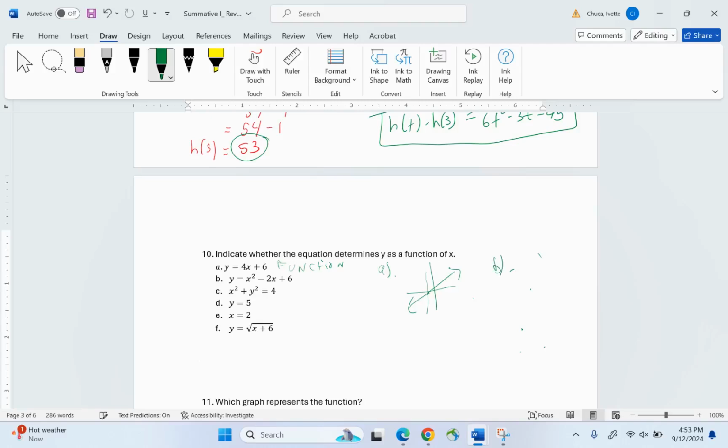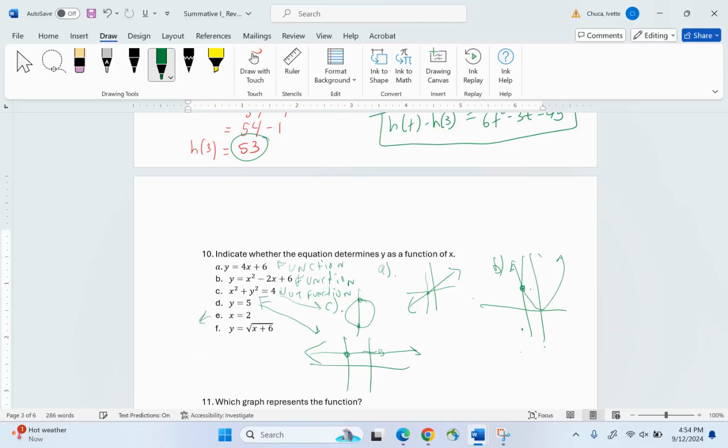Okay, letter B. If we graph it, we know that since the highest power of x is a 2, that's going to be a parabola. And so that's going to pass the vertical line test. So this will also be a function. Letter C, since the x is squared and the y is squared, that means that this is going to be a circle, which means that it's going to fail the vertical line test. So that's not a function. And then y equals 5, if we were to graph that, that's going to be a horizontal line that passes through y equals 5. So this is going to pass the vertical line test. So that's also a function.